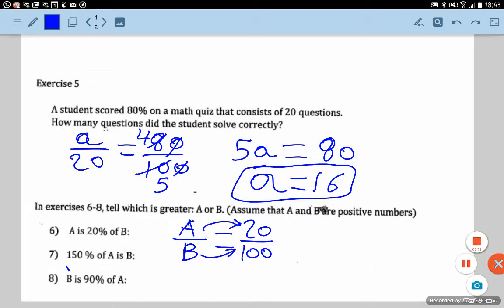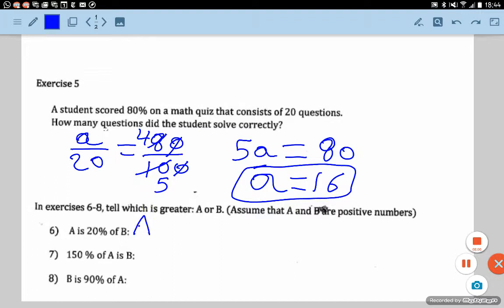We are going to do the cross product. So, there was a problem. There is no cross product. We must put the fractions beside each other. So the bigger one is B, as A equals 20 and B equals 100. So we are going to write here, B is bigger than A.